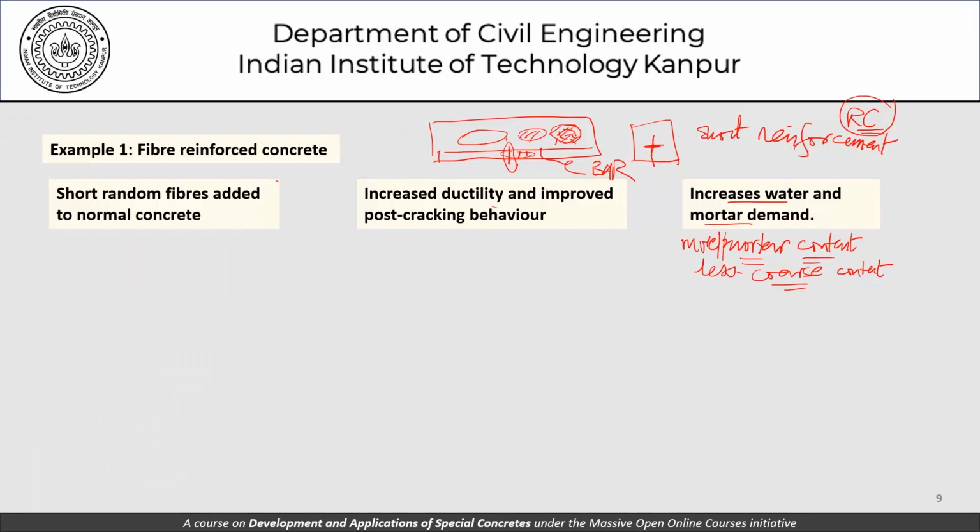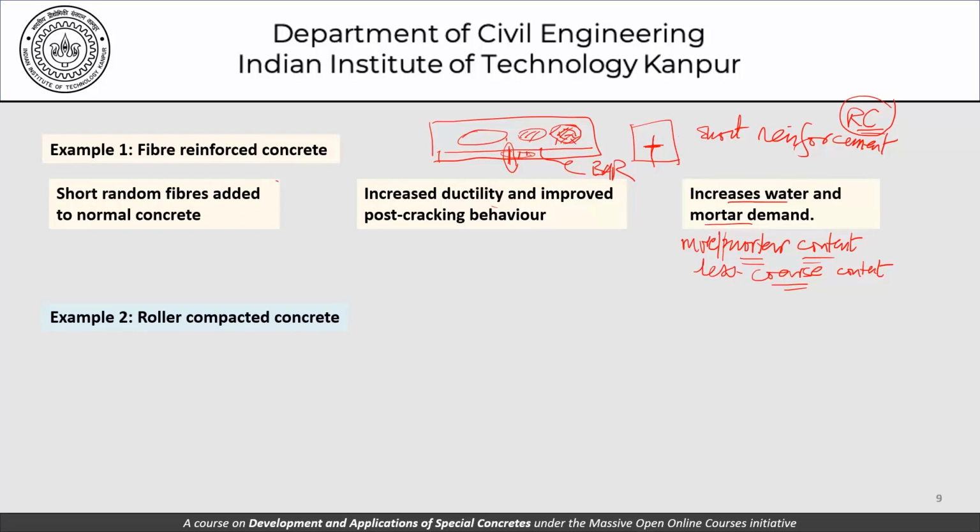And therefore, to say that fiber reinforced concrete is simply short random fibers added to normal concrete has to be taken with a pinch of salt, because you just cannot take normal concrete, add some fibers to it and hope that the properties of it will not be modified. The addition of fibers completely modifies the properties of fresh as well as hardened concrete.